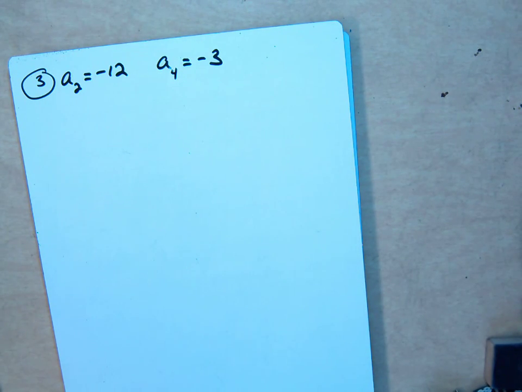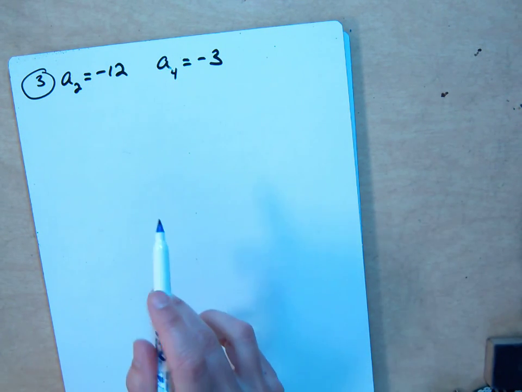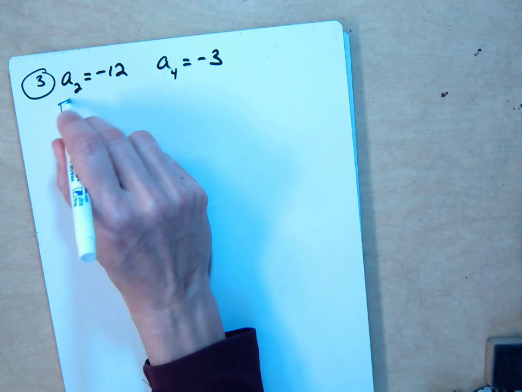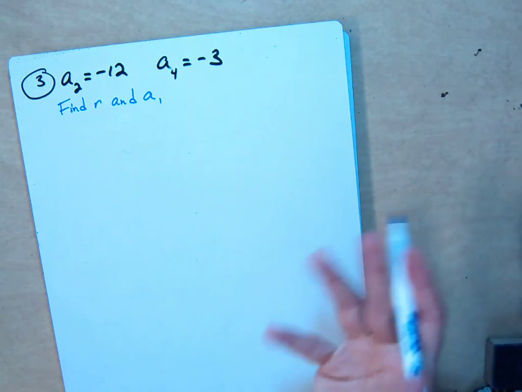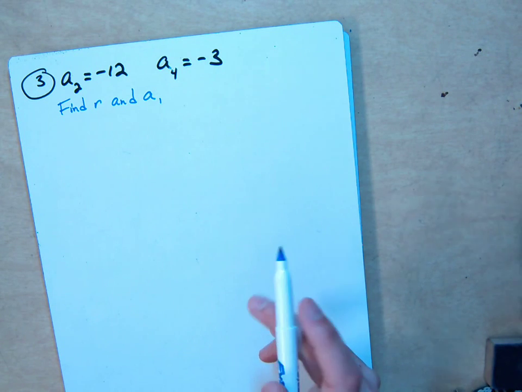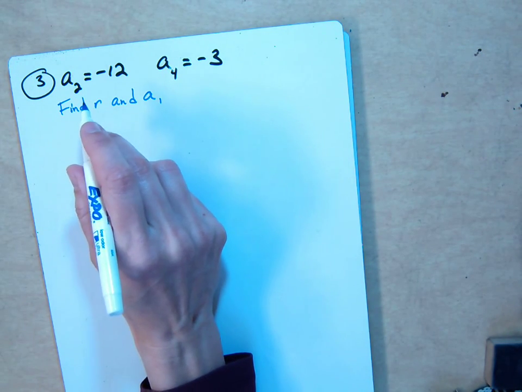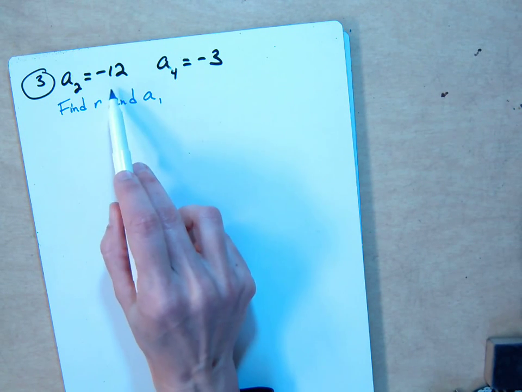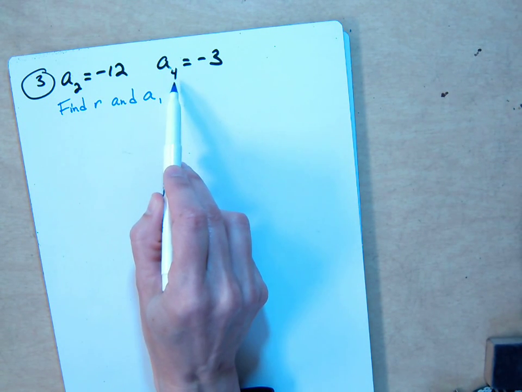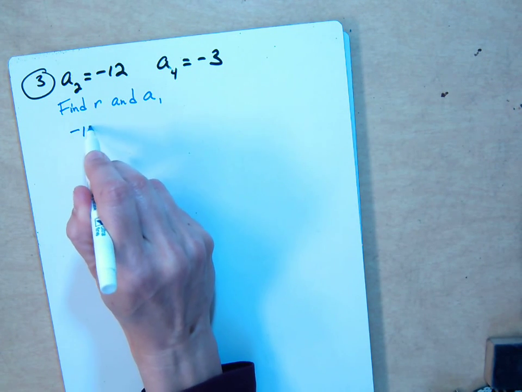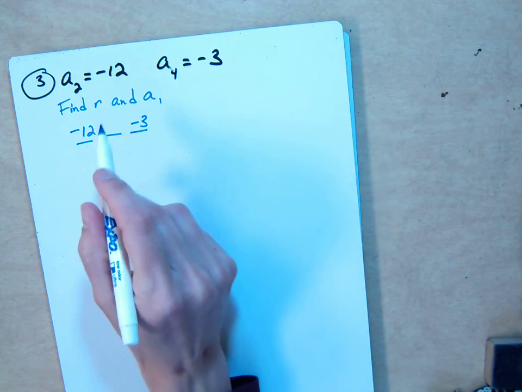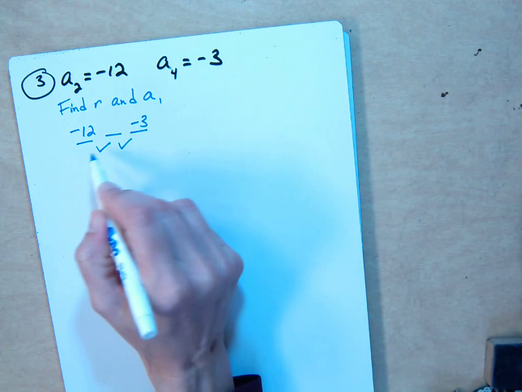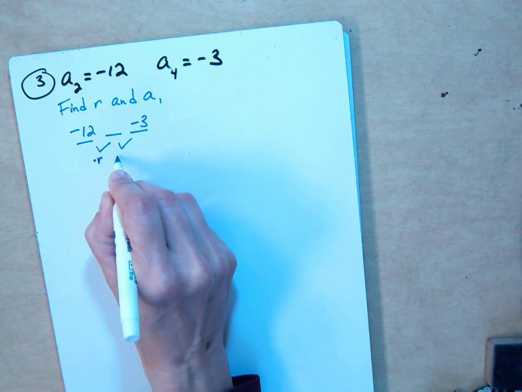So I have to figure out what r is and what a sub 1 is. My goal is you need to find r and a sub 1. Otherwise you can't use the formula and tell me what the formula is. So if you want, you can look at it this way. How many times do you have to multiply by r to go from the second term to the fourth term? So here's the second term, here's the third term, here's the fourth term. You can use little blanks. If you were to draw a picture, how many times do I have to multiply times r to go?